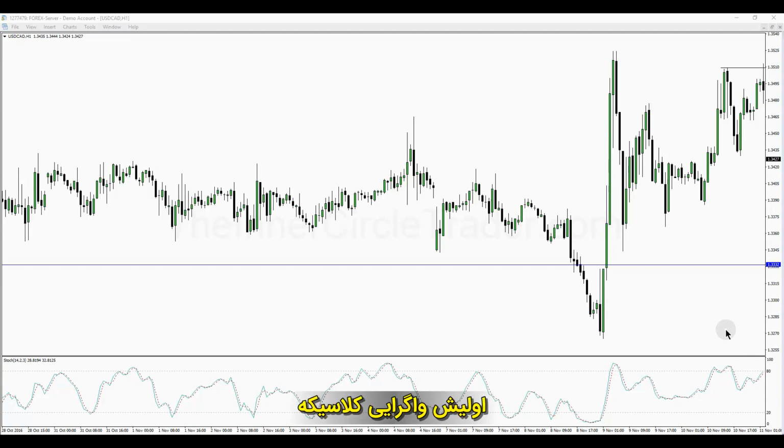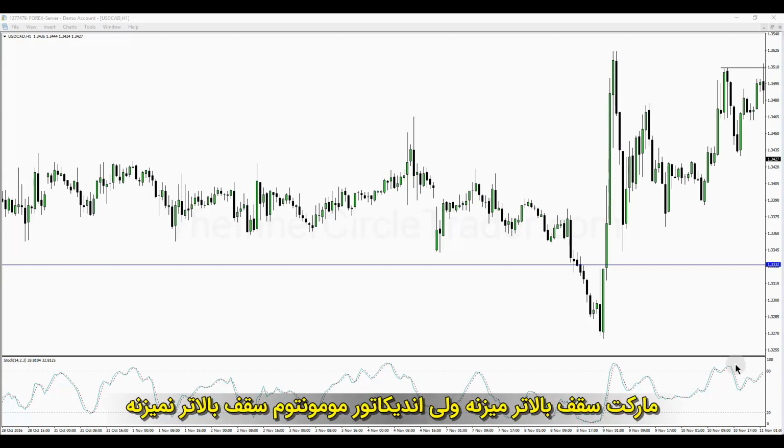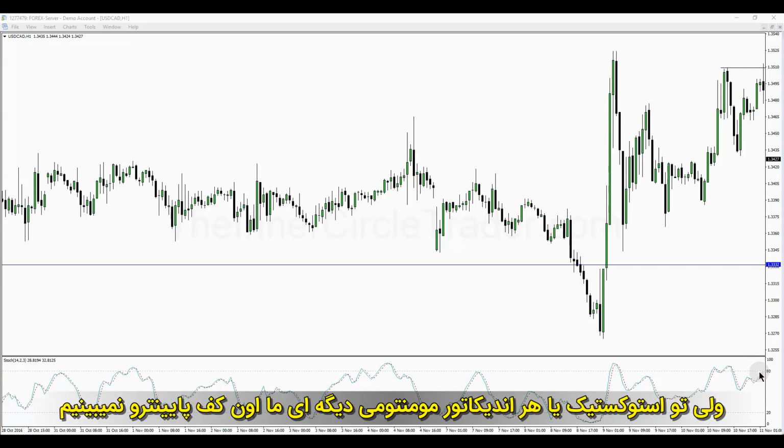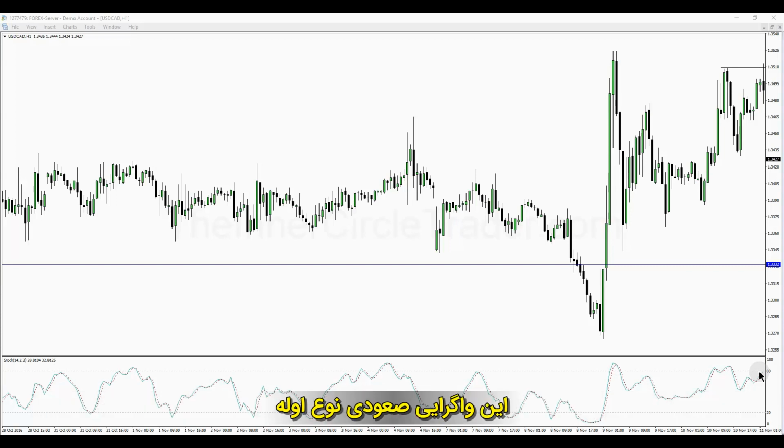There's type 1 divergence, which is your classic higher high in price, but not seeing a higher high in the momentum. Okay, so that's type 1 bearish divergence. A bullish divergence would be the opposite, where we see a lower low in price, but a failure to go lower in the stochastic or whatever momentum indicator you use. That would be a type 1 bullish divergence.